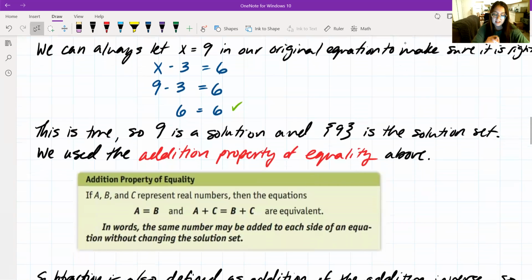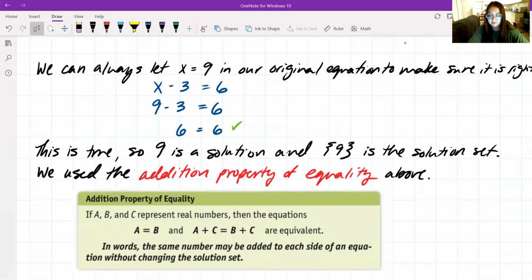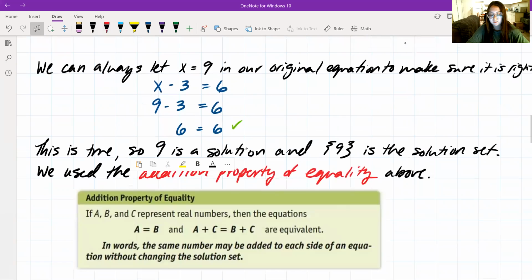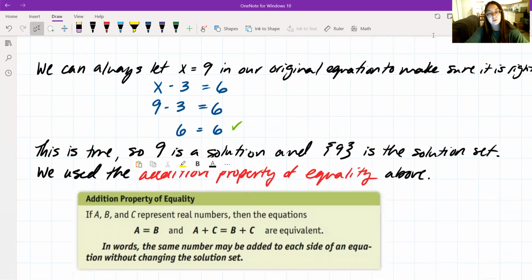So we can always let x equal 9 in our original equation to make sure that it is right. Whenever we find a solution, we always want to plug it back into our original equation to ensure that our solution is correct, because we could have messed up at some point and it may not actually be correct. But plugging it back into your original equation is the easiest way to check.